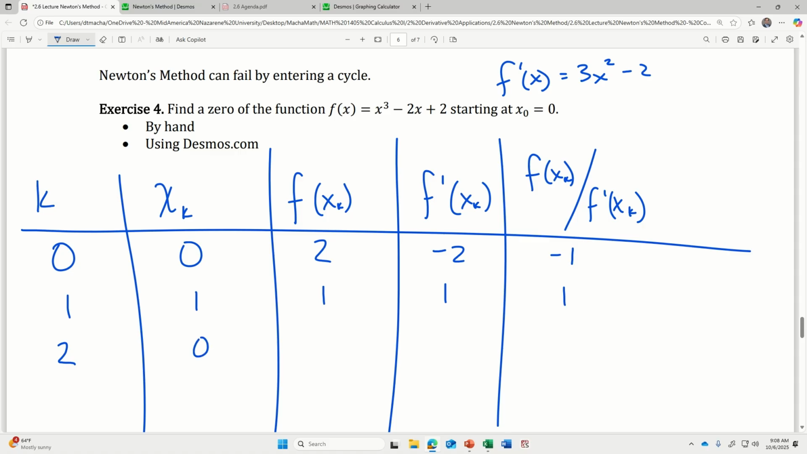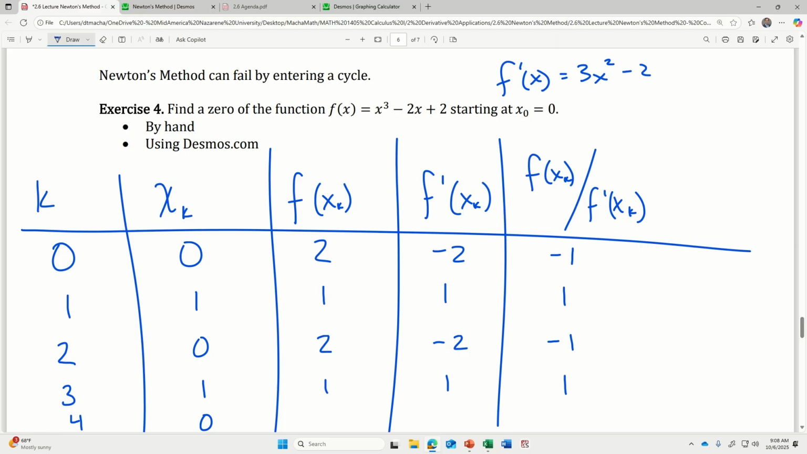But if I start with a 0 in this column, what are the next 3 columns going to be? This has to be 2. This has to be negative 2. This has to be negative 1. And then my next iterate has to be 0 minus negative 1, which is 1. And if that's a 1, then f of 1 is 1, and f prime of 1 is 1, and this ratio is 1. 1 minus 1 is 0. So then my fourth iterate is 0.